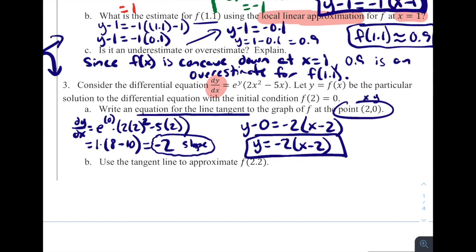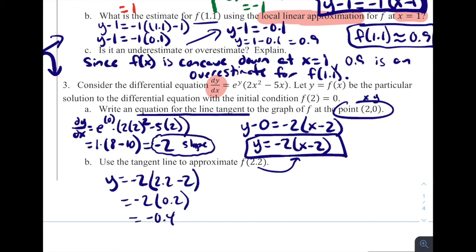For B, if we want to approximate f of 2.2, we're going to plug x equals 2.2 into that equation. So y is equal to negative 2 times 2.2 minus 2. So that's negative 2 times 0.2, which is going to be negative 0.4. So f of 2.2 is about negative 0.4.